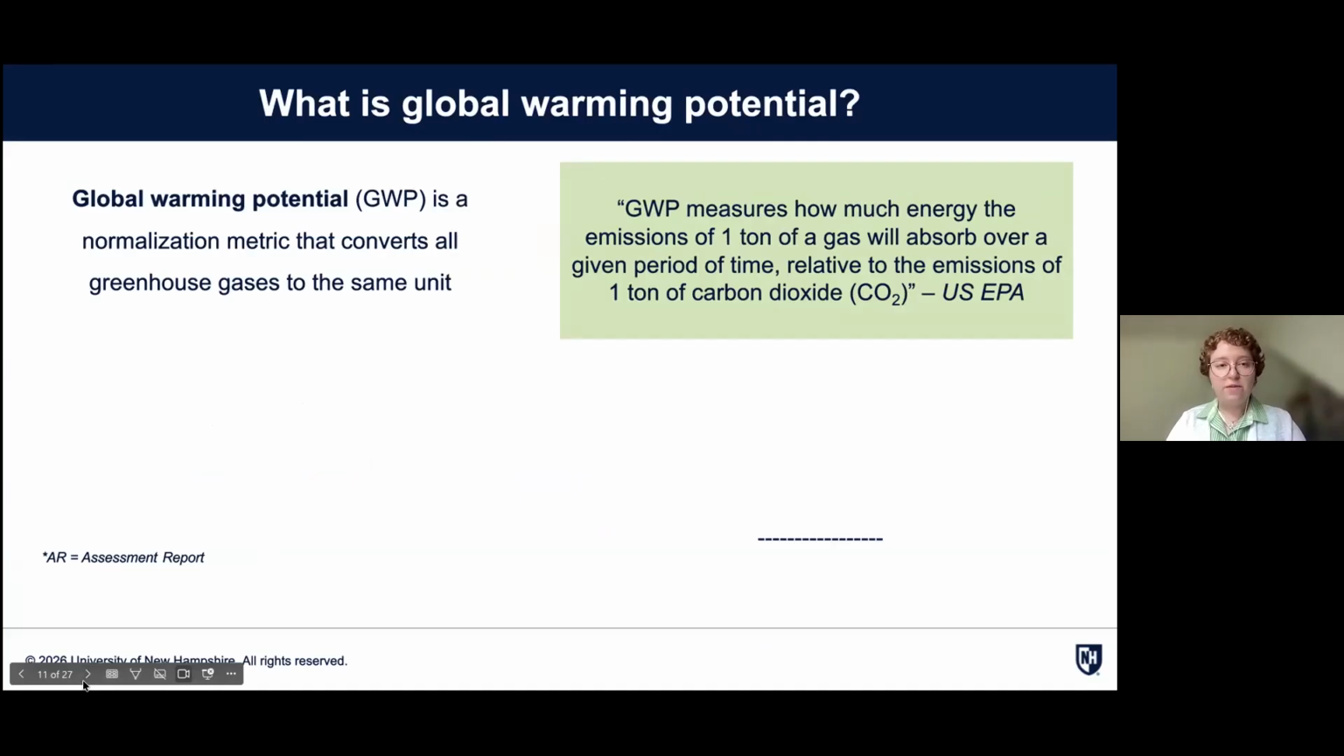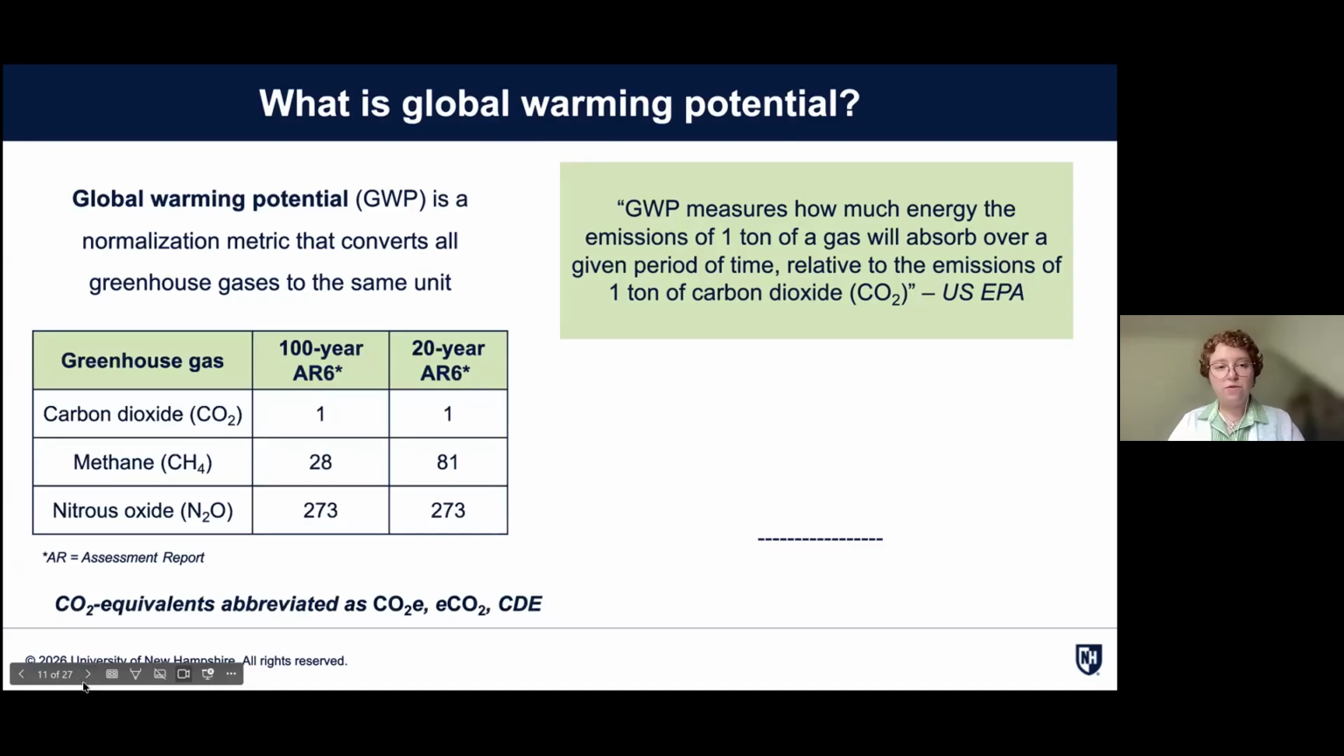But speaking of that normalization, how do we do that? We use global warming potentials to basically account for the warming impacts of different gases relative to carbon dioxide. Since carbon dioxide is the most abundant, it's considered the one warming. And as seen on this table, methane and nitrous oxide have much higher global warming potentials, and the emission factors are multiplied by those GWPs to get everything in carbon dioxide equivalents, or CO2e.